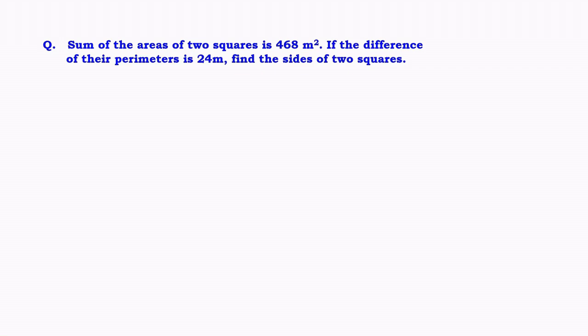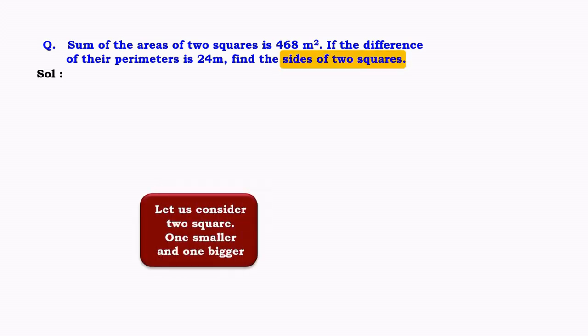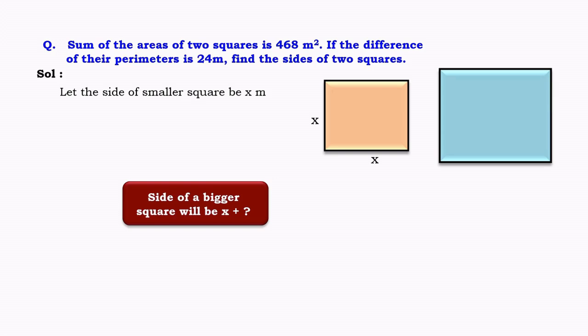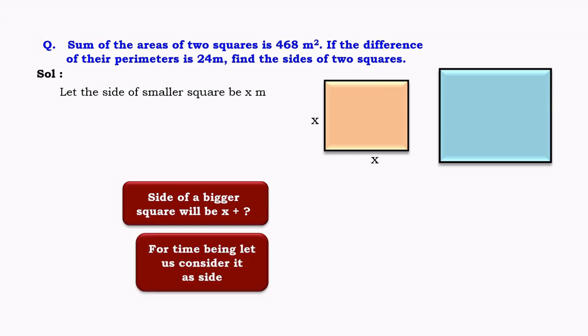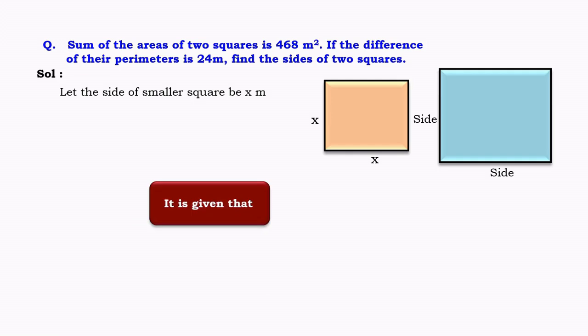To make the problem easier, let us consider two squares, one smaller square and one bigger square. Now let us assign variables to their sides. Let the side of the smaller square be x meters. We do not yet know the side of the bigger square, so for the time being, let us simply call it side. We will use the information given in the question to find the relationship between these two sides. Once we know that relationship, we can form an equation and solve the problem.